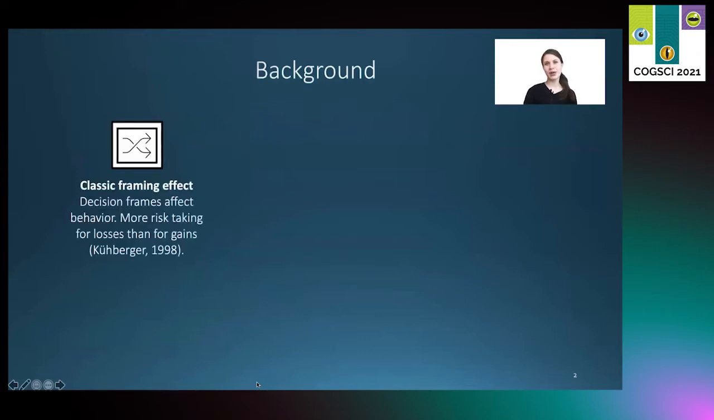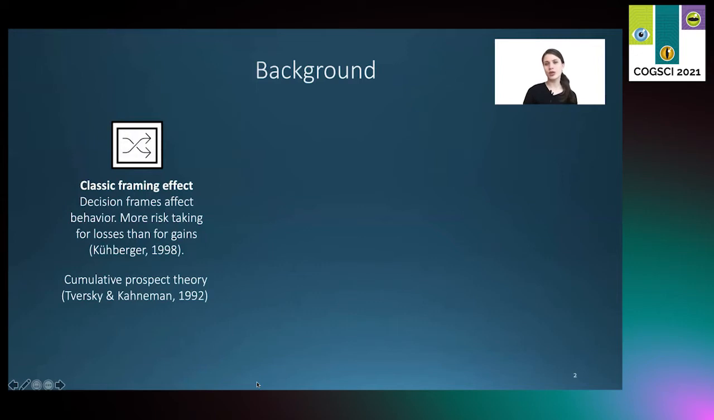Framing effects have been widely investigated in decision science. Much research has shown more risk taking when risky choices are presented as losses than as gains. The standard model for this is cumulative prospect theory.